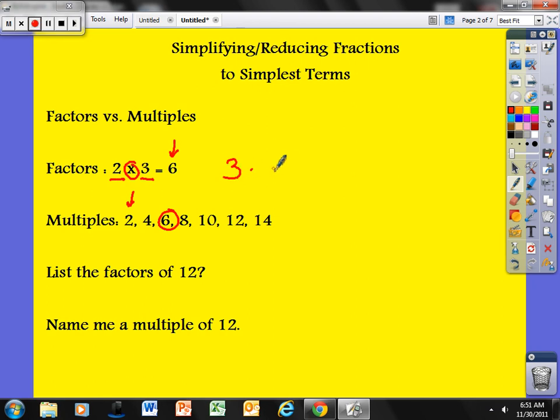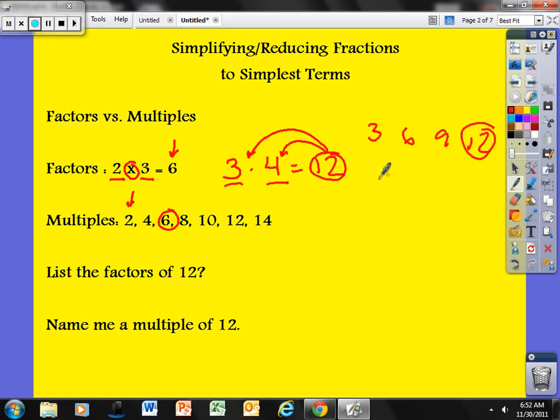So for instance, 3 times 4, and I get 12. What two numbers are factors of 12? 3 and 4. 12 now is a multiple of both 4 and 3, because if I count by 3s, 3, 6, 9, 12, hey, I get 12. If I count by 4s, 4, 8, 12, hey. So 12 is a multiple of 4 and 3. 3 and 4 are factors of 12.